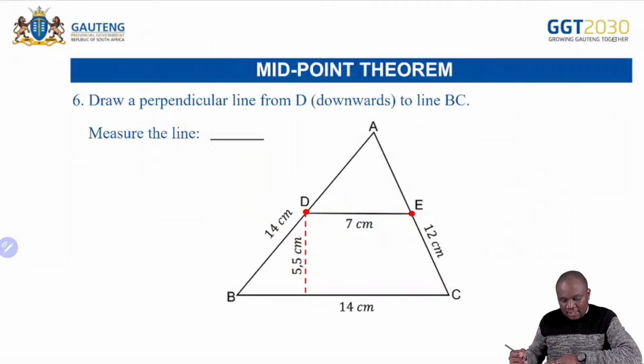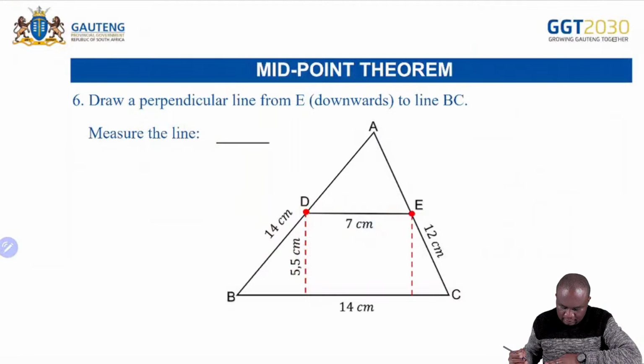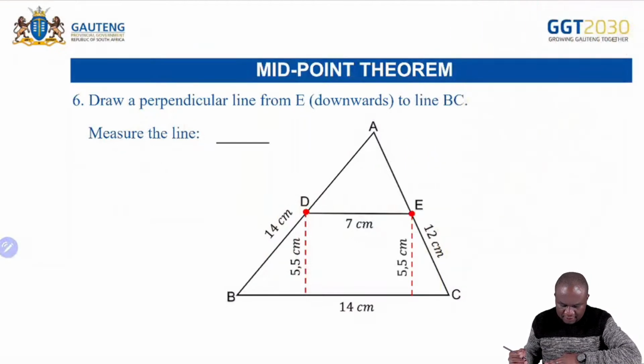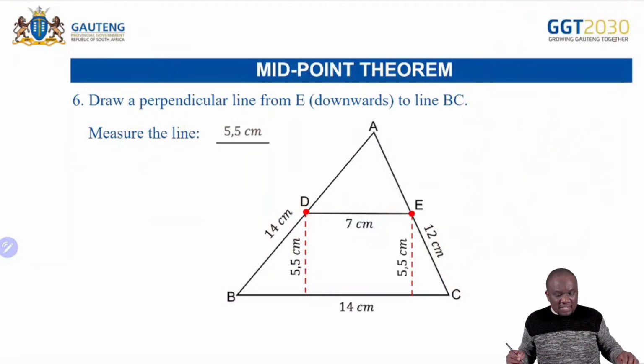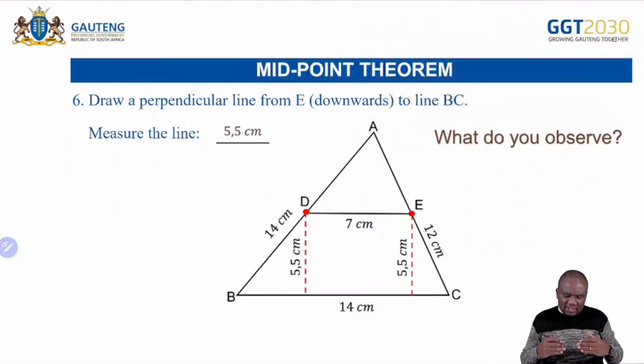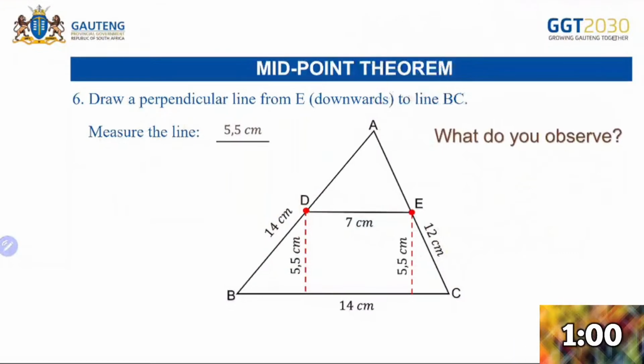We do the same thing on E. Right. And then again, you see that? It's also 5.5. So what can you say? Write that one down. I will give you 1 minute again for you to discuss with your colleague. You can discuss, 2 of you or 3 of you, what do you observe now. What can you say from this distance 5.5, from BC to DE? 1 minute.